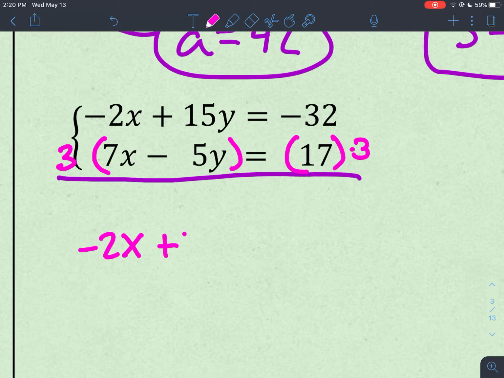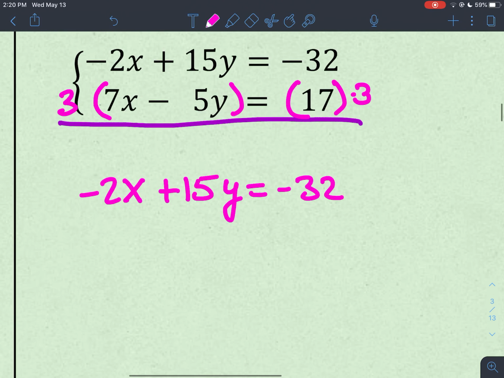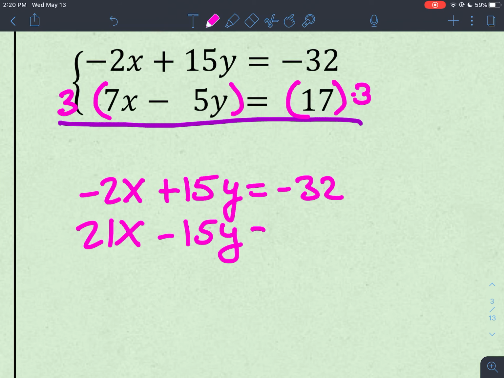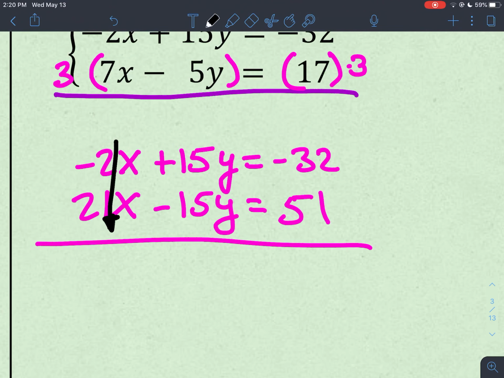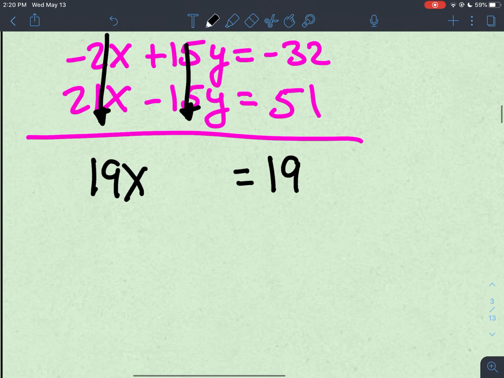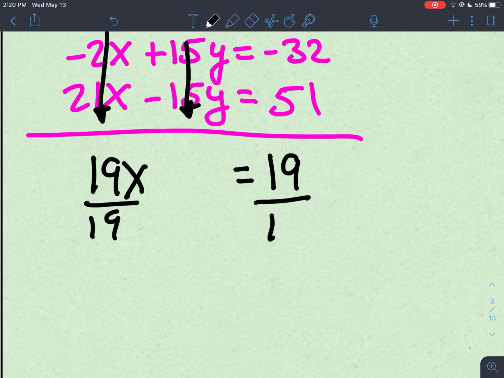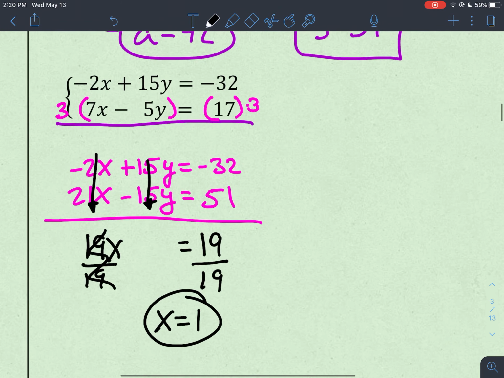I didn't touch the top one, so let's just copy it down: 15y equals negative 32. I multiplied the bottom one and got 21x minus 15y equals 51. Now we're going to add, and it's going to be 19x. I've got 15y and negative 15y; those are 0. I've got negative 32 and 51, which is 19. I'm going to divide this by 19, and I got x equals 1.